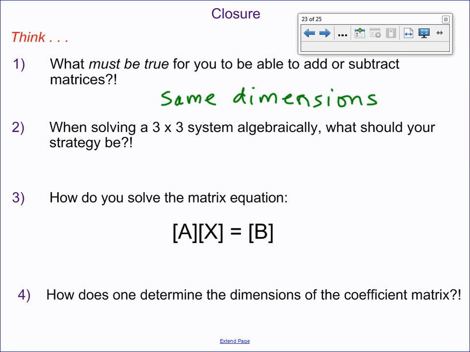Hands down. When solving a 3 by 3 system algebraically, that's pencil and paper methods, what should your strategy be? So what was our strategy? What do we have to try and do there? Joe? You need to get rid of one variable, so it's just like a 2 variable system. Absolutely. So we had to get rid of one variable, and we did that in 2 different ways.